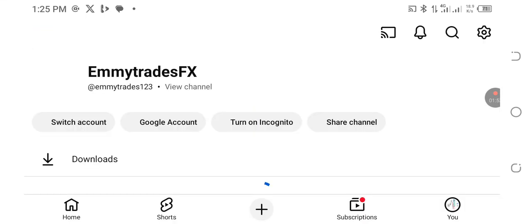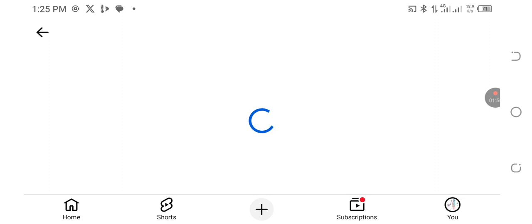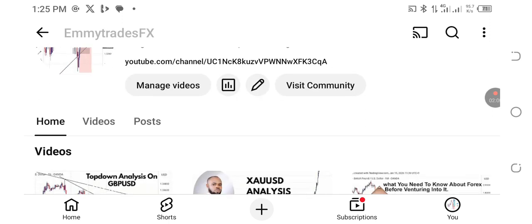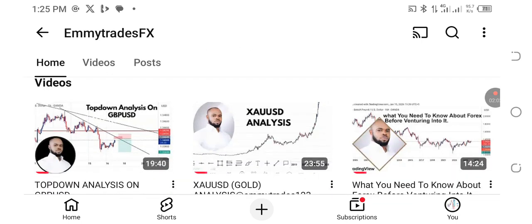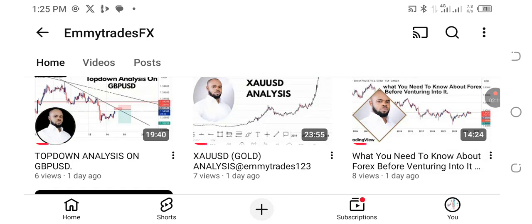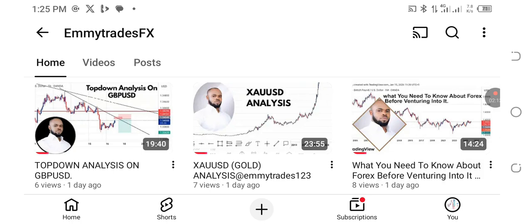The way you look at the market is very important. The way you analyze the market is very important to give you an edge. When you do wrong analysis, you make the wrong entry. When you look at the left-hand side, you will see the analysis I'm talking about. It's called top-down analysis.